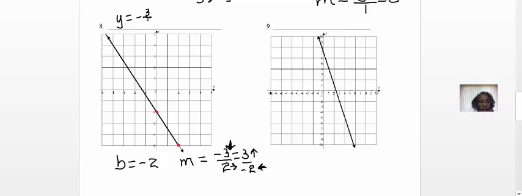Remember, when you have a negative fraction, that negative sign can be in one of three positions. It can be level with the fraction bar, it can be with the numerator, or it can be with the denominator.